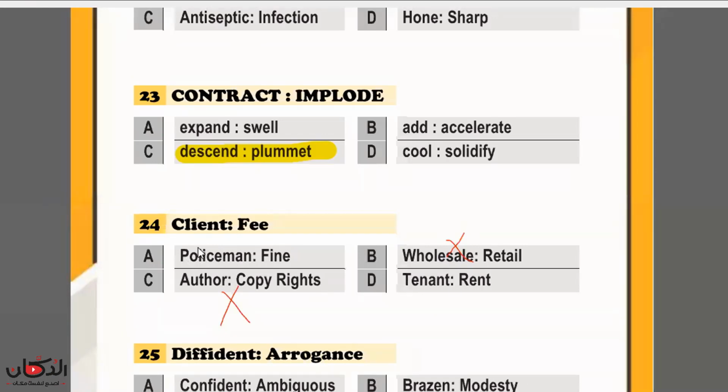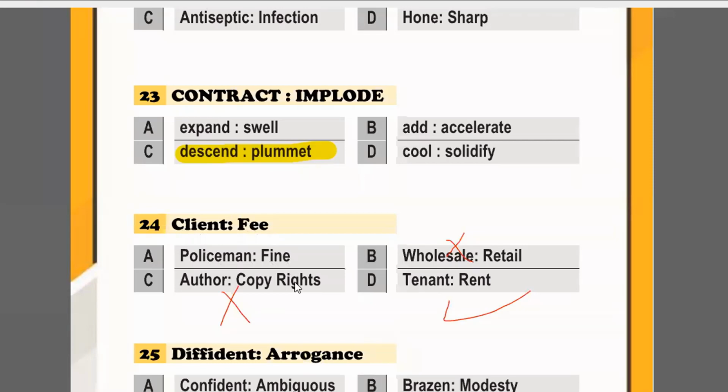Okay. A client pays fees. Basically, a policeman gives the fine, doesn't pay it. So does a policeman pay a fine? No. He gives the fine. The tenant pays the rent, he doesn't receive it. Yeah. As I told you, it's definitely D.